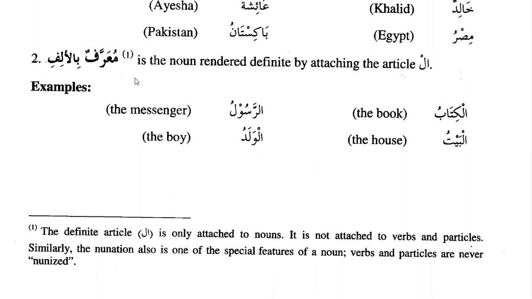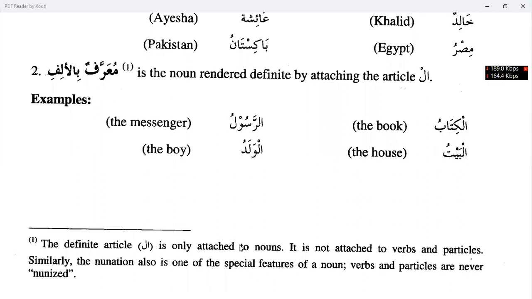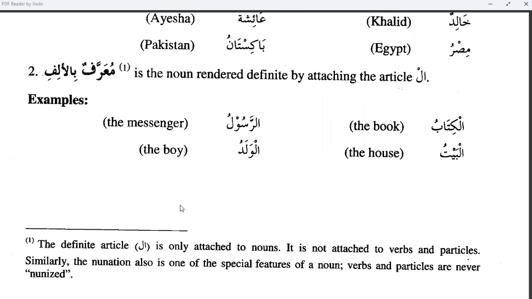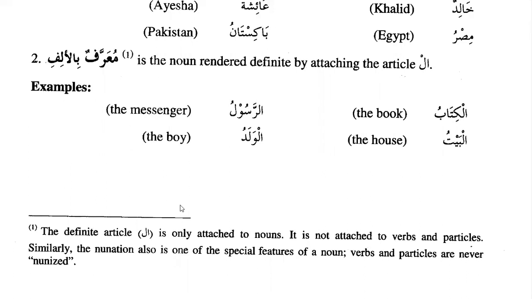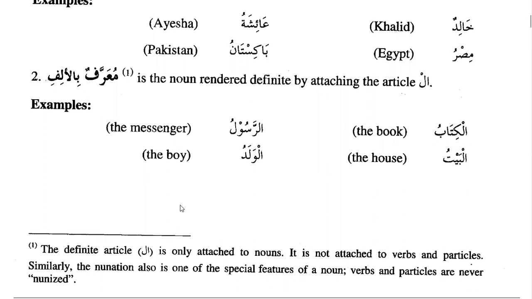The definite article alif lam is only attached to nouns. It is not attached to verbs and particles. Similarly, nunation also is one of the special features of a noun. Verbs and particles are never nunized.